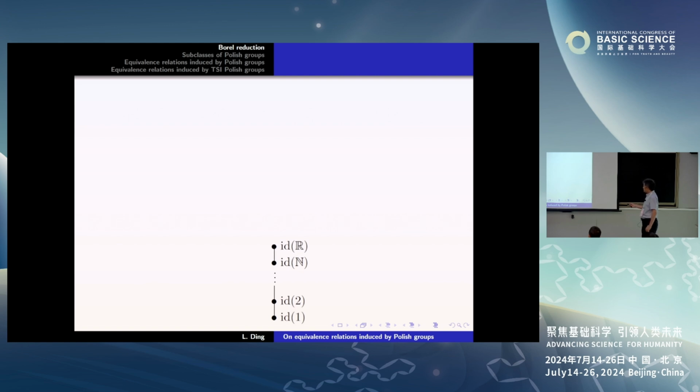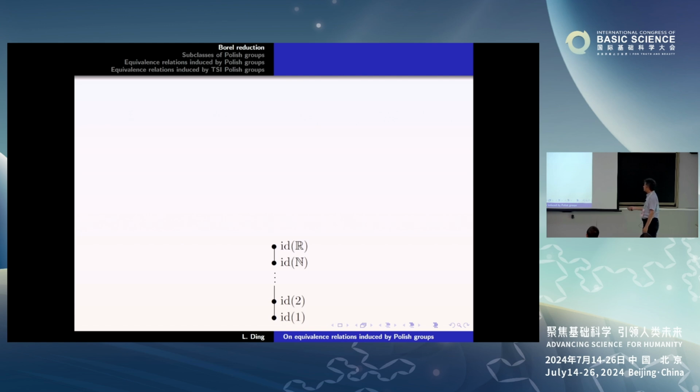So in this diagram, we use the dot to denote an equivalence class. And a line between two dots means the lower one is reducible to the higher one. If two equivalence relations are bireducible to each other, we put them in the same dot. So the first dichotomy says that there is no equivalence relation between this point and this point. So there is no equivalence relation on this line.